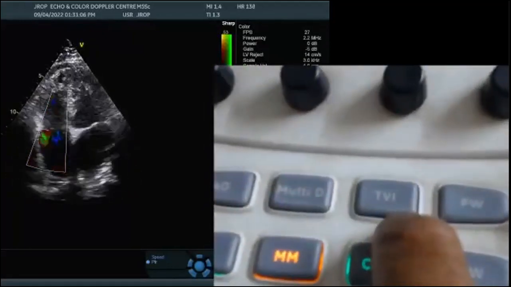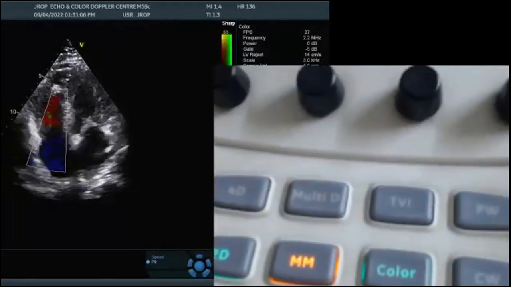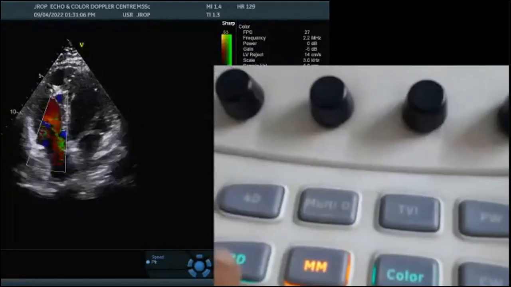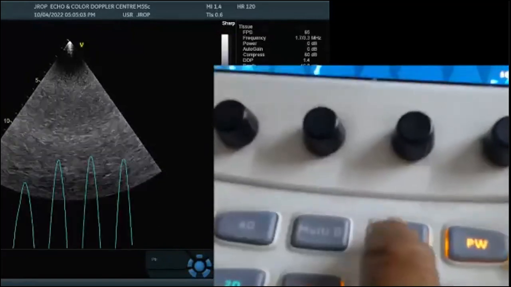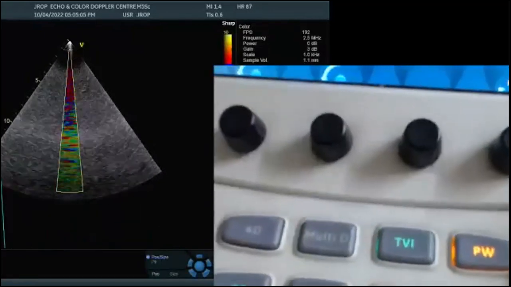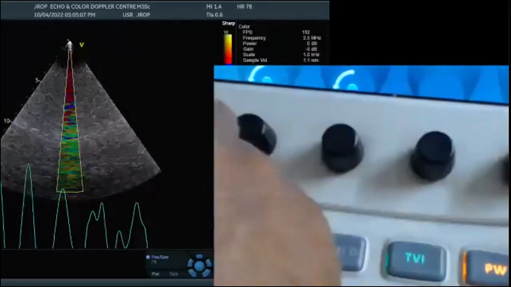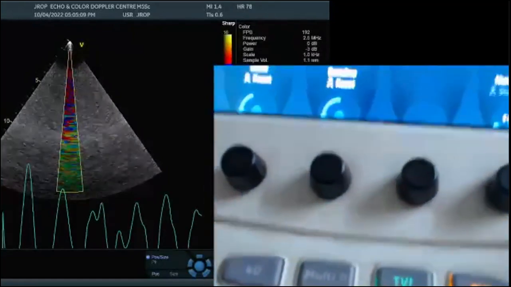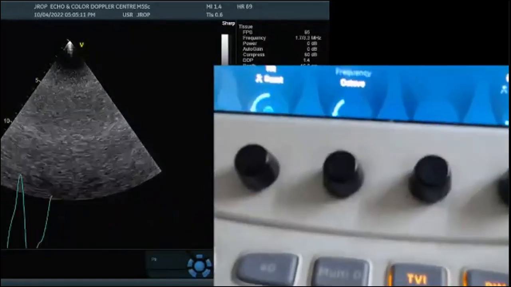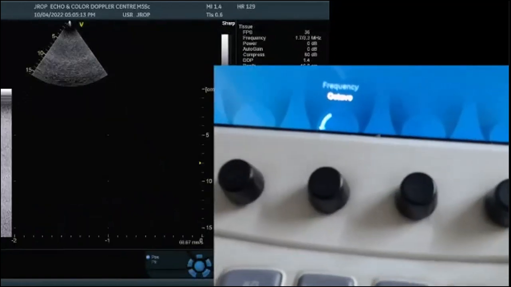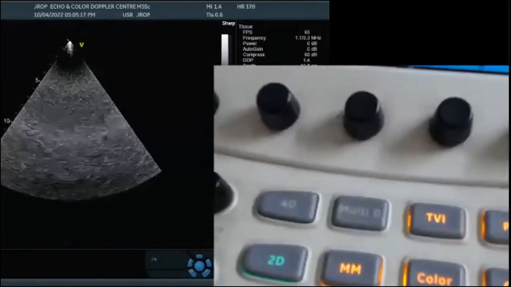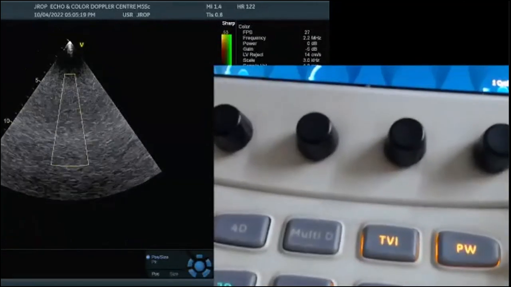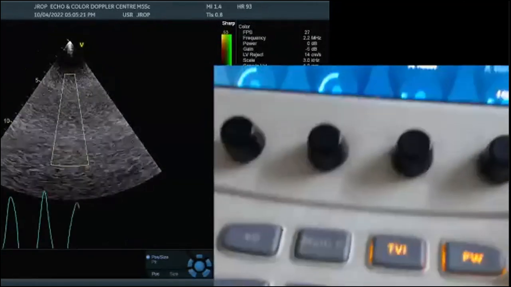On top of this, this is TVI or tissue velocity imaging. Whenever we need a TVI, I'm going to go to my screen now. If I switch on my TVI, look, this is the image I'm going to get. Then comes 2D imaging. Then comes M mode. Look, this is M mode imaging which comes automatically in the system. I've pressed M mode and now comes color.